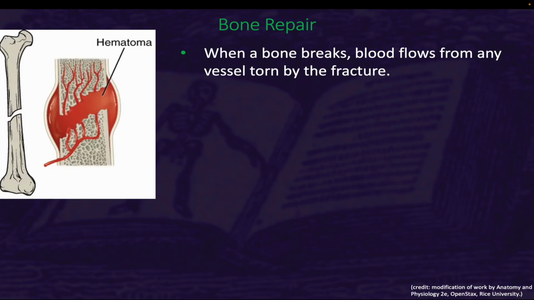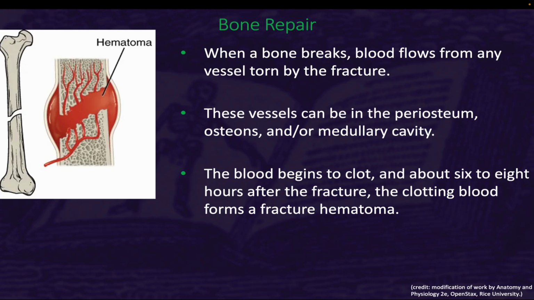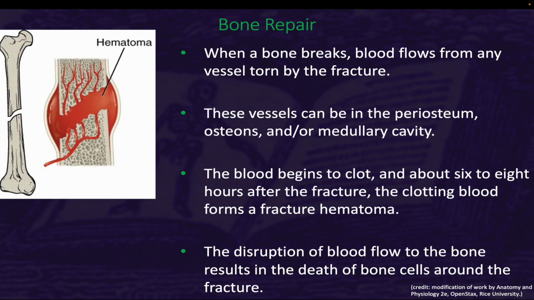When a bone breaks, blood flows from any vessel torn by the fracture. These vessels can be in the periosteum, osteons, and/or medullary cavity. The blood begins to clot, and about 6 to 8 hours after the fracture, the clotting blood forms a fracture hematoma. The disruption of blood flow to the bone results in the death of bone cells around the fracture.